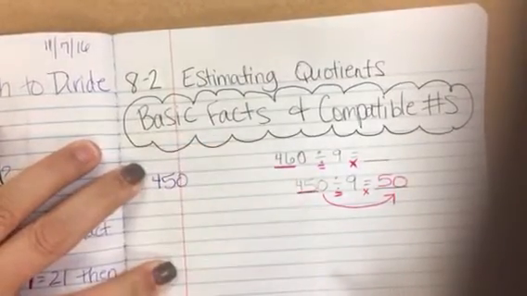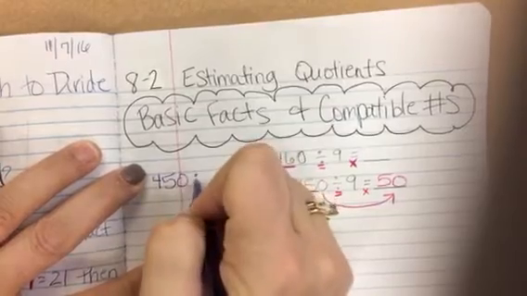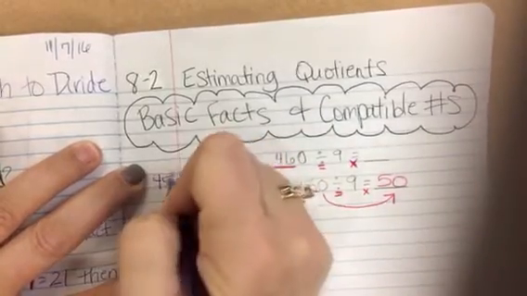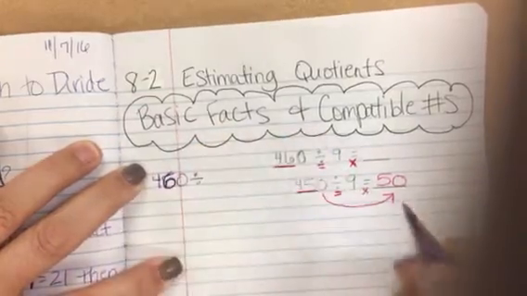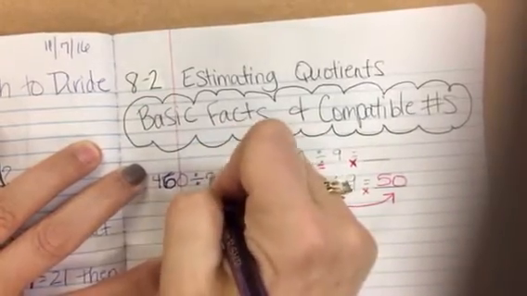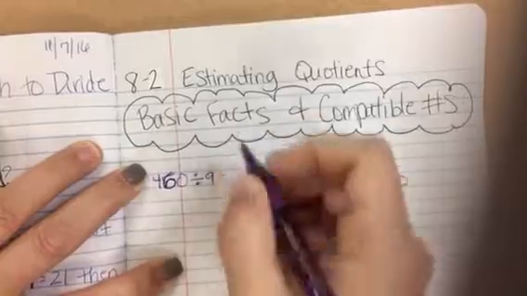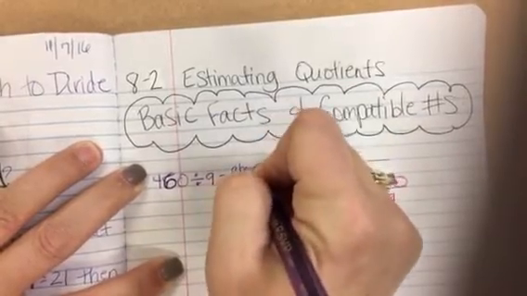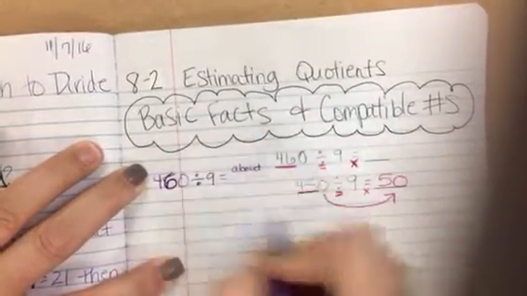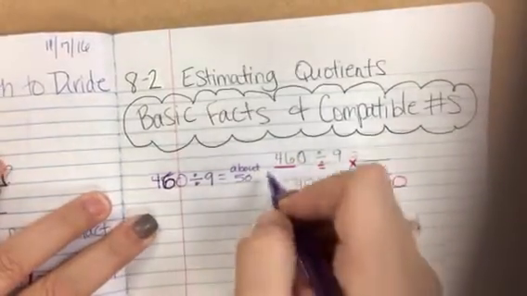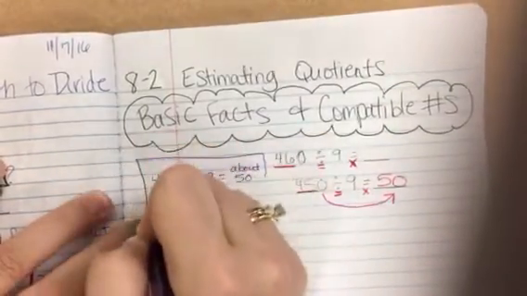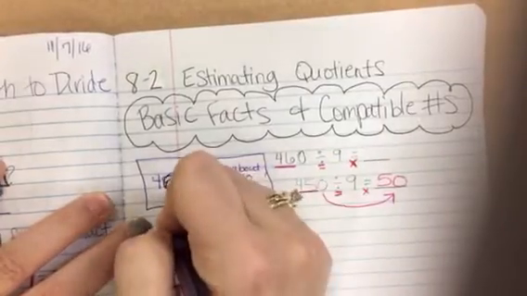Okay? So basically, the original fact, if I were to split it out, would be 450 divided by 9. So 460 divided by 9 would equal about 50. Okay, so this is my answer or my estimate.